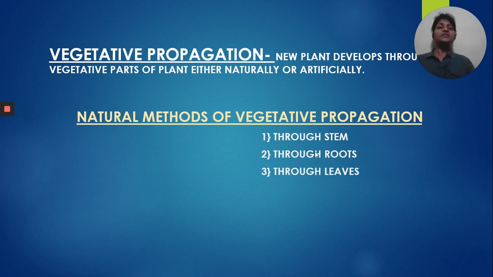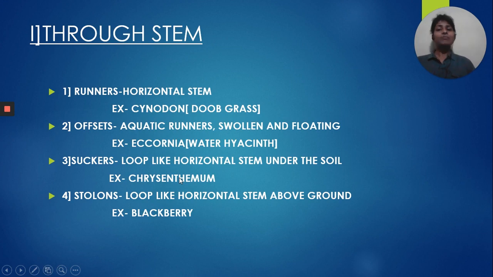Here two words are added. The first one is either naturally or artificially. That means this process takes place naturally, and it can be done artificially as well. So we will discuss the natural processes as well as the artificial processes. First of all, we will discuss the natural process of vegetative propagation. The first heading is through stems, the second one is through roots, and the last one is through leaves. First of all, we will discuss vegetative propagation through stems.